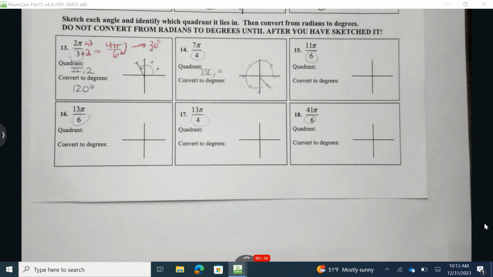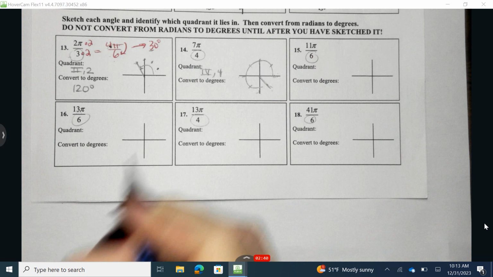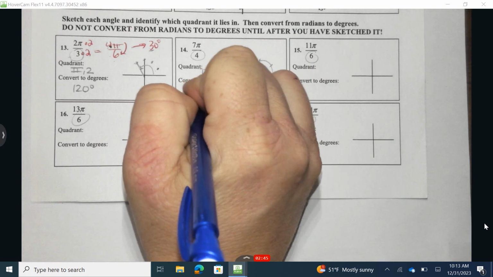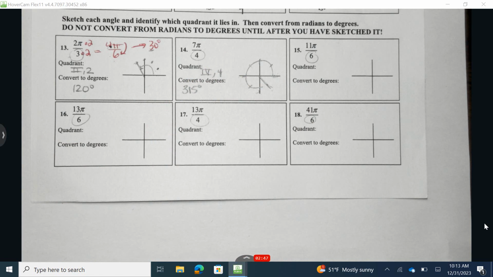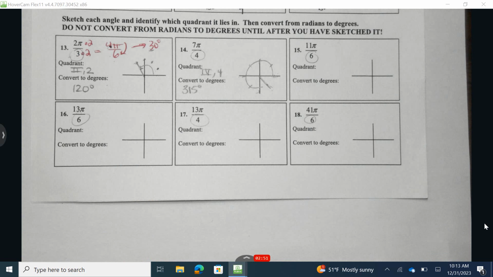And if we convert it, it converts into a measurement of 315 degrees. Don't forget about putting the degree symbol. Now, what's another way that we can convert that? Well, a couple different ways we can do this.